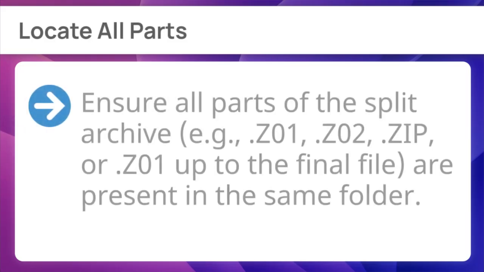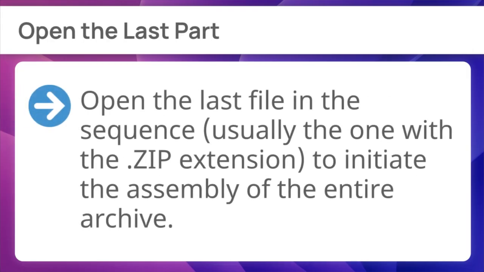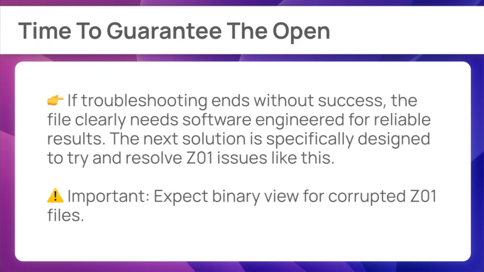Next, locate all parts. Ensure all parts of the split archive, e.g. Z01, Z02, up to the final zip file, are present in the same folder. Finally, open the last part. Open the last file in the sequence, usually the one with the zip extension, to initiate the assembly of the entire archive. If your current apps are unable to handle the file, the only remaining option is high compatibility software.